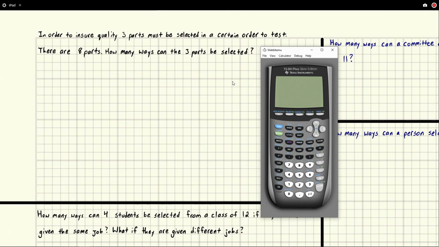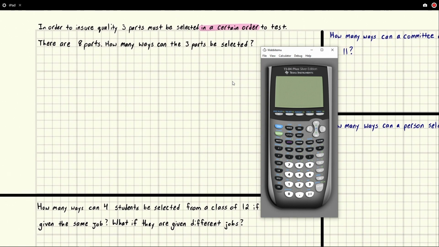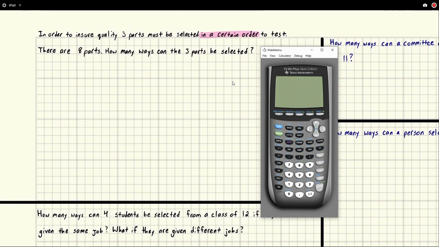In order to ensure quality, 3 parts must be selected in a certain order to test. There are 8 parts. How many ways can the 3 parts be selected? So the key word here is "in a certain order." This means that order is important, which means that we're going to need to choose permutations. In combinations, order is not important, but in permutations, the order matters.